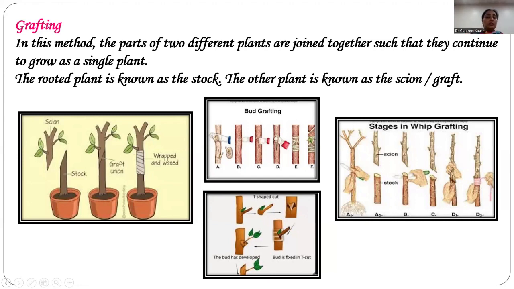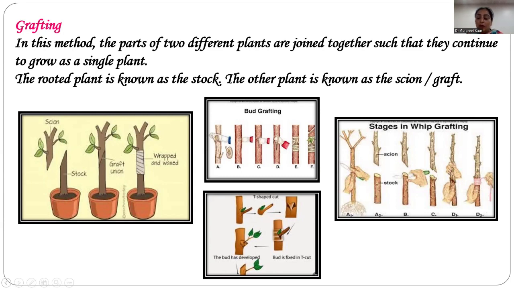We just take a stalk, that is the root portion, which is disease resistant, and give a wedge shaped cut, or T-shaped grafting can be done, or any type of grafting can be done. Then we take a scion, that is the shoot portion, which is high yielding variety portion. This stalk, which is disease resistant, and scion, which is high yielding variety, are both tied with each other.